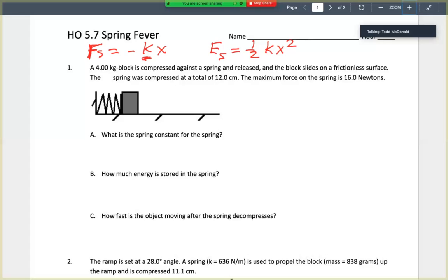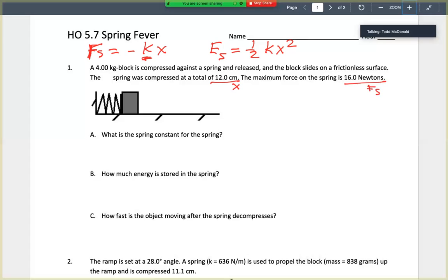Okay. All right. So here's the first question. We have a 4 kilogram block. It's compressed against the spring and it's released. The block slides on a frictionless surface. The spring was compressed a total of 12 centimeters. So that's what we're going to use for our x value. And it says the maximum force on the spring, the force of our spring, is 16 newtons.